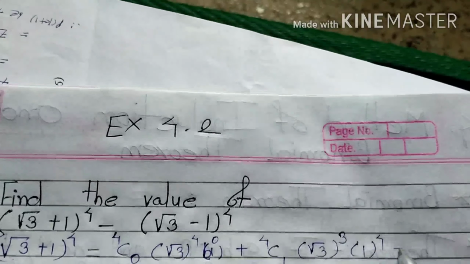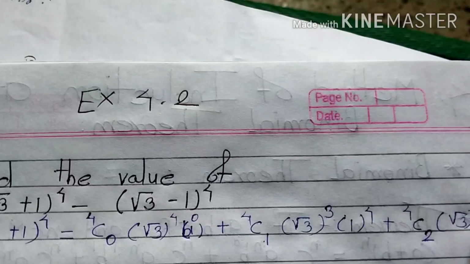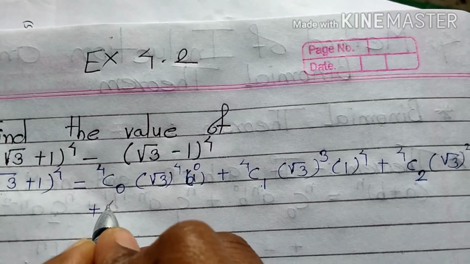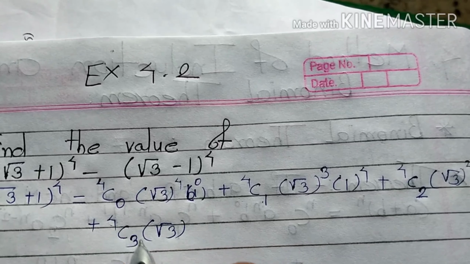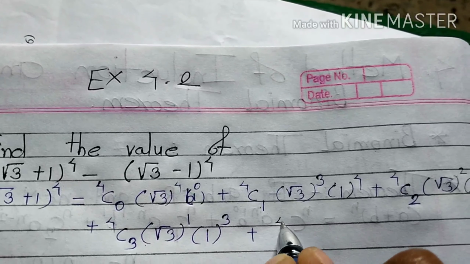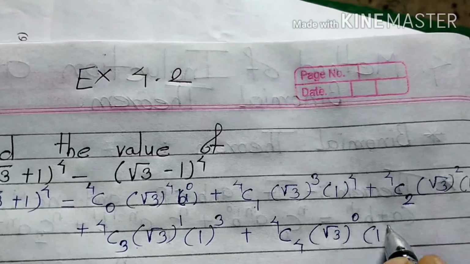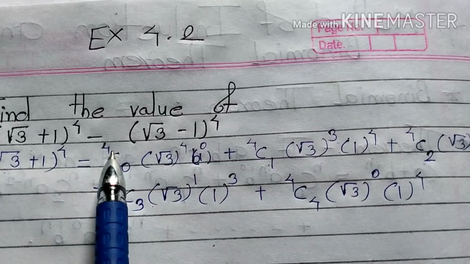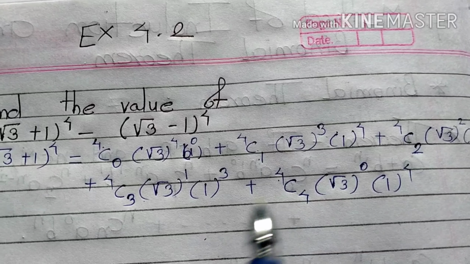Plus 4C2 (√3)^2 (1)^2 plus 4C3 (√3)^1 (1)^3, 4 minus 3 is 1, plus 4C4 (√3)^0 (1)^4. Okay. Now 4C0, 4C1, 4C2, 4C3 and 4C4.